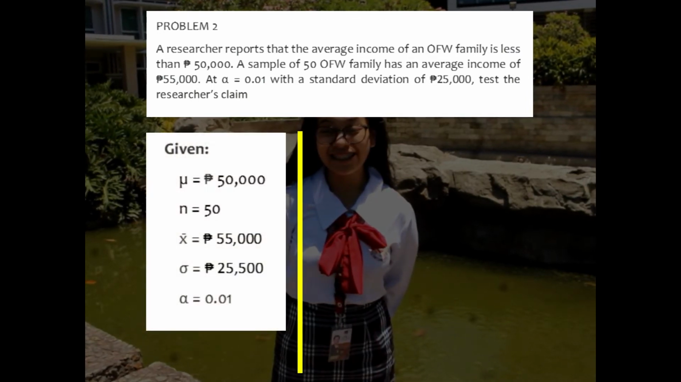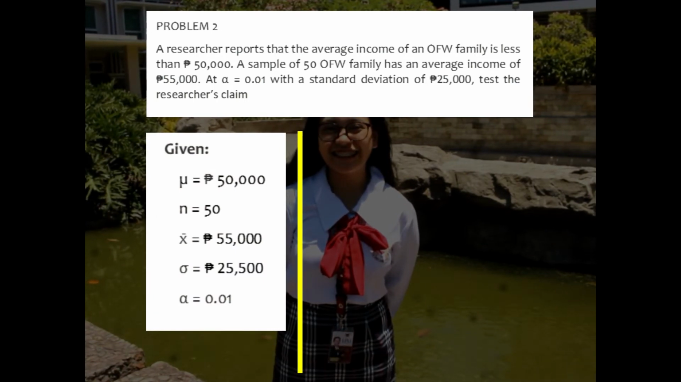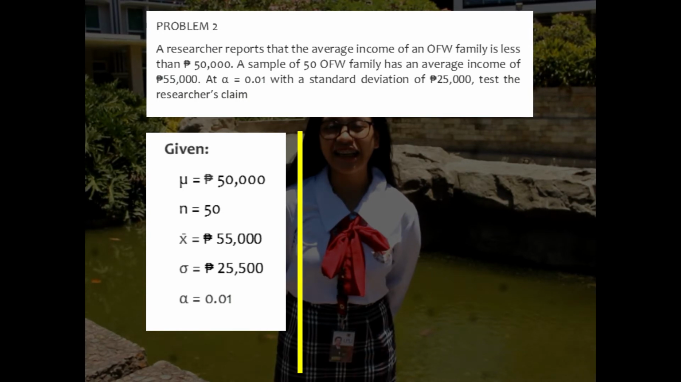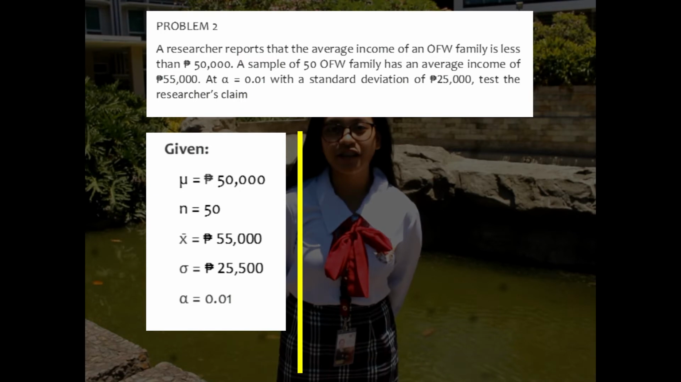Mean is equal to 50,000 pesos. n is equal to 50. X bar is equal to 55,000 pesos. Standard deviation is equal to 25,000 pesos. Alpha is equal to 0.01.